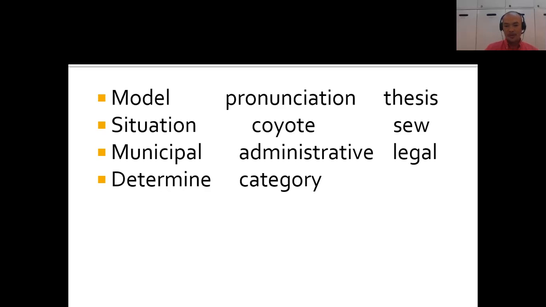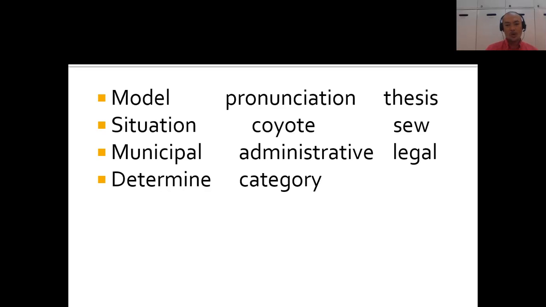Another mispronounced word is thesis. We often say thesis, but it's wrong. It's a hard e sound, so it's thesis. And of course, the plural is theses. The same goes with photosynthesis or synthesis or syntheses.